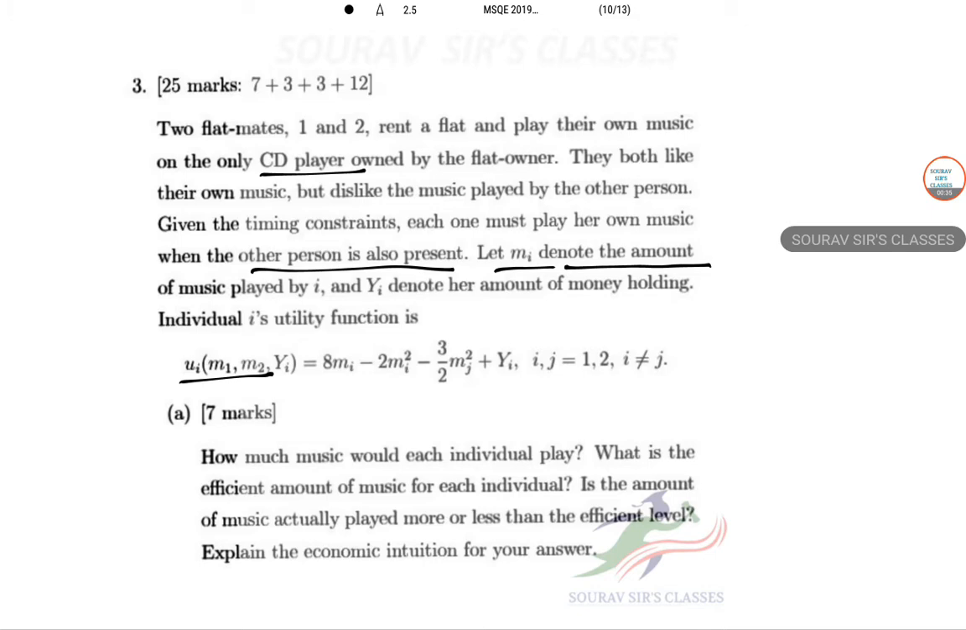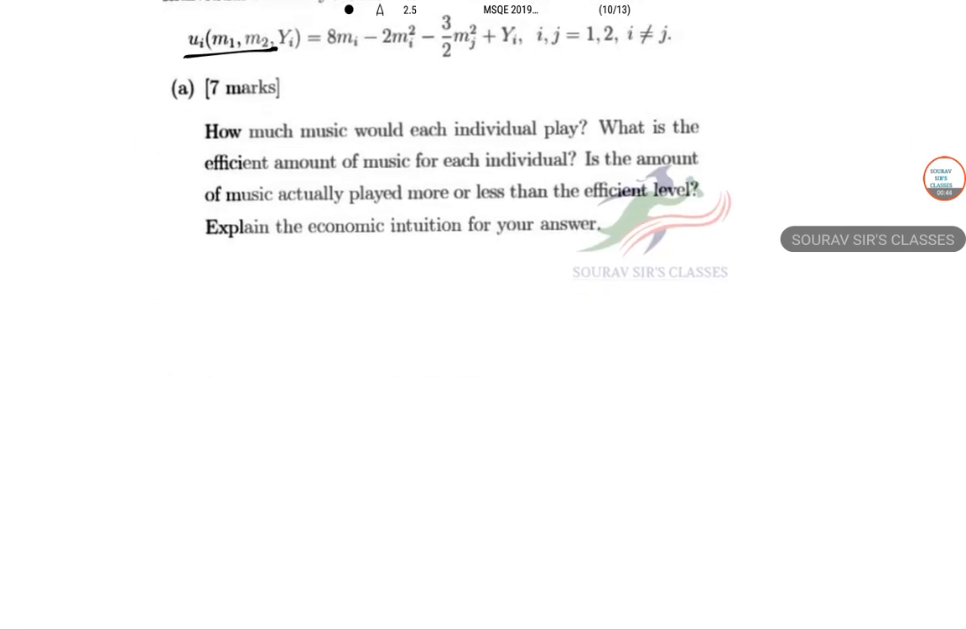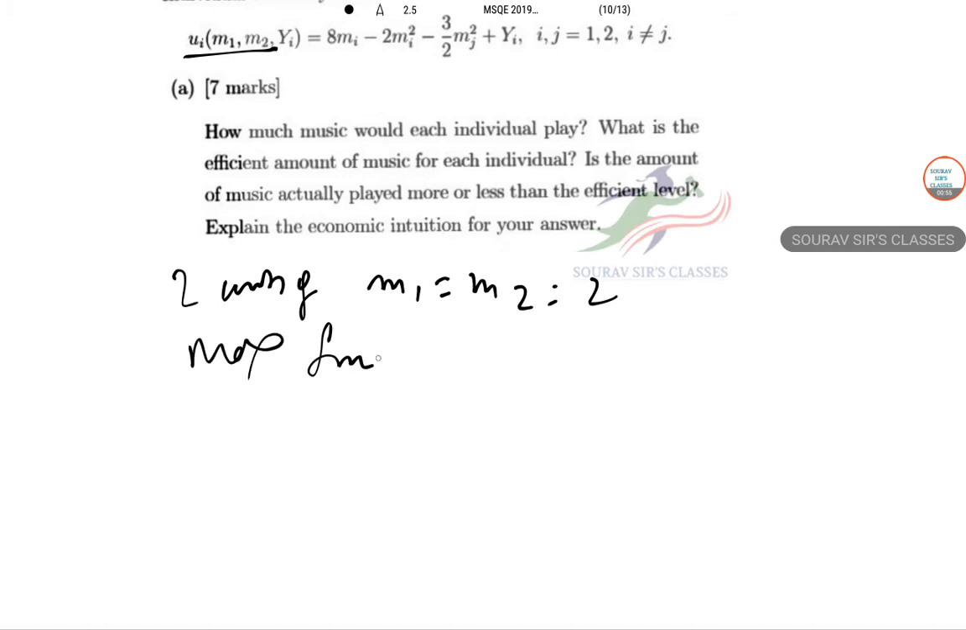So how much music will each individual play, and what is the efficient amount of music for each individual? Each individual would play 2 units of music, so M1 equals M2 equals 2. The efficient level can be found by maximizing the sum of utility. This gives M1 star equals M2 star equals 8 by 7.